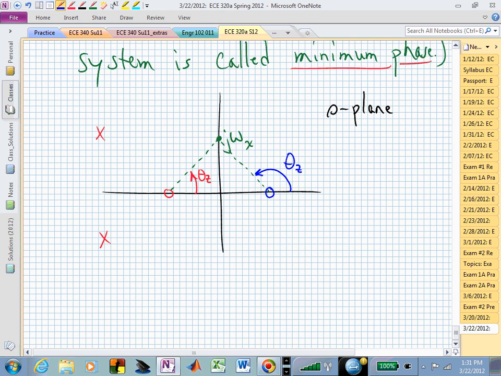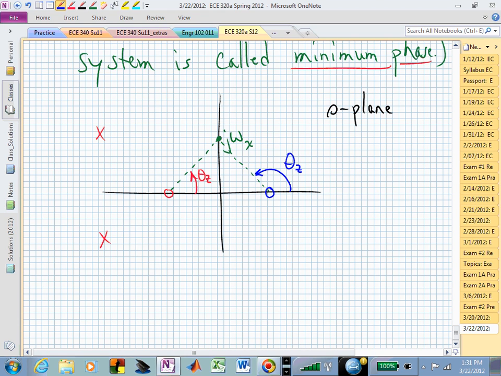So now if you have more than one zero, which you can, all you want to know if you have a minimum phase system is they all are in the left half plane. So if you have all of your zeros, they could be complex, they could be real, they don't have to always be real, you can have complex zeros.